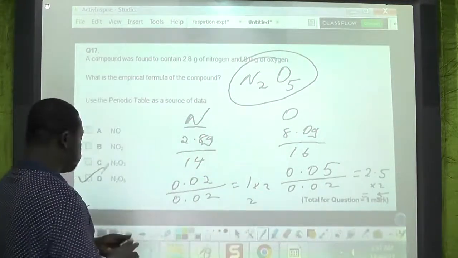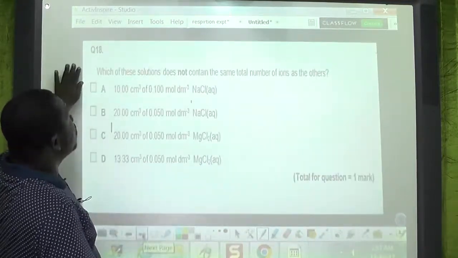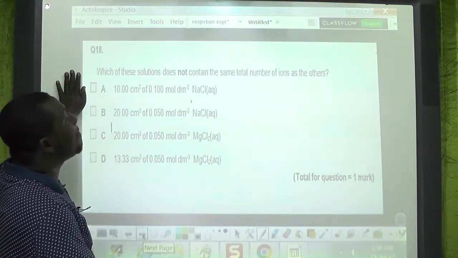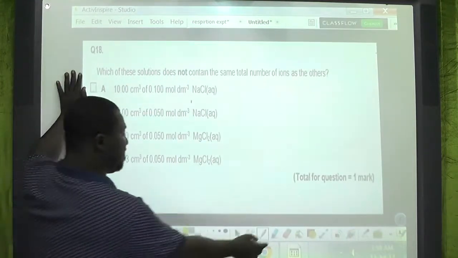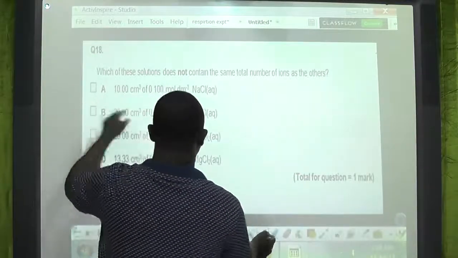We have just 2 more, as I told you. Which of these solutions does not contain the same number of ions as the other? This one takes a little time because I need to explain to you. Please.